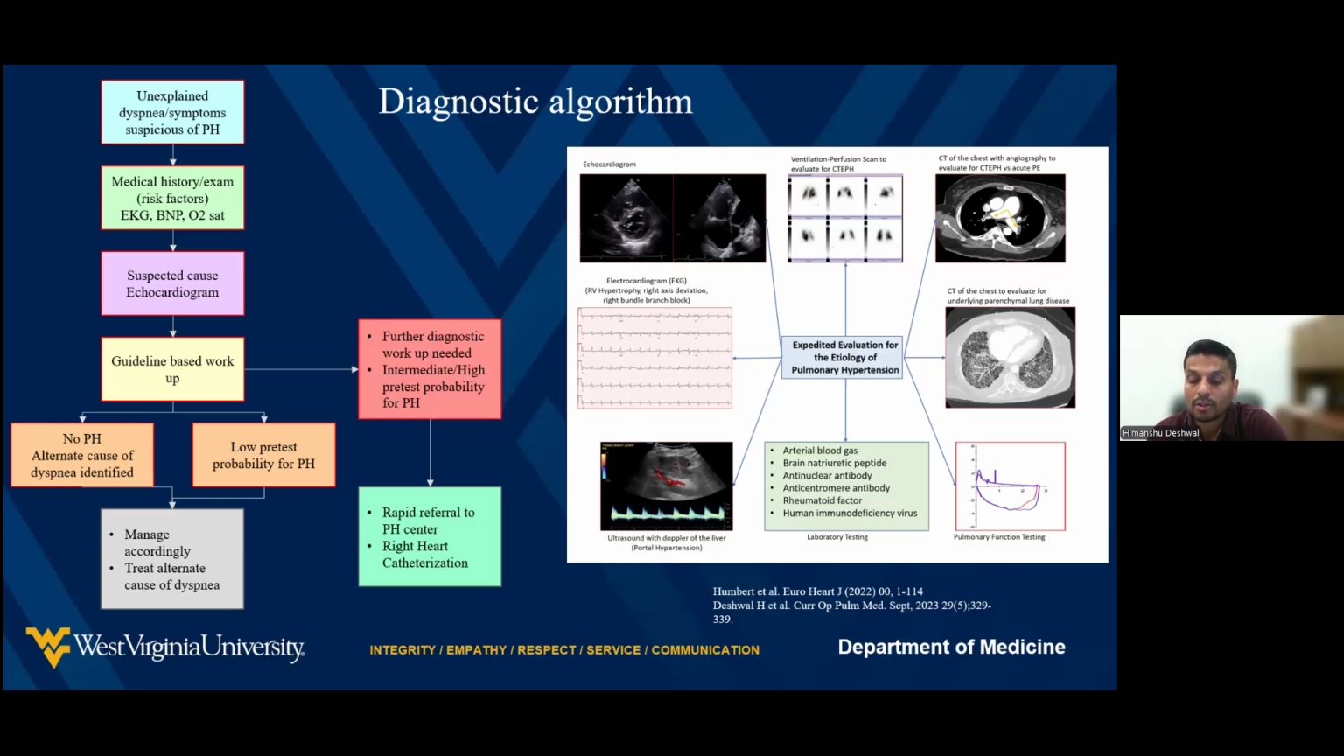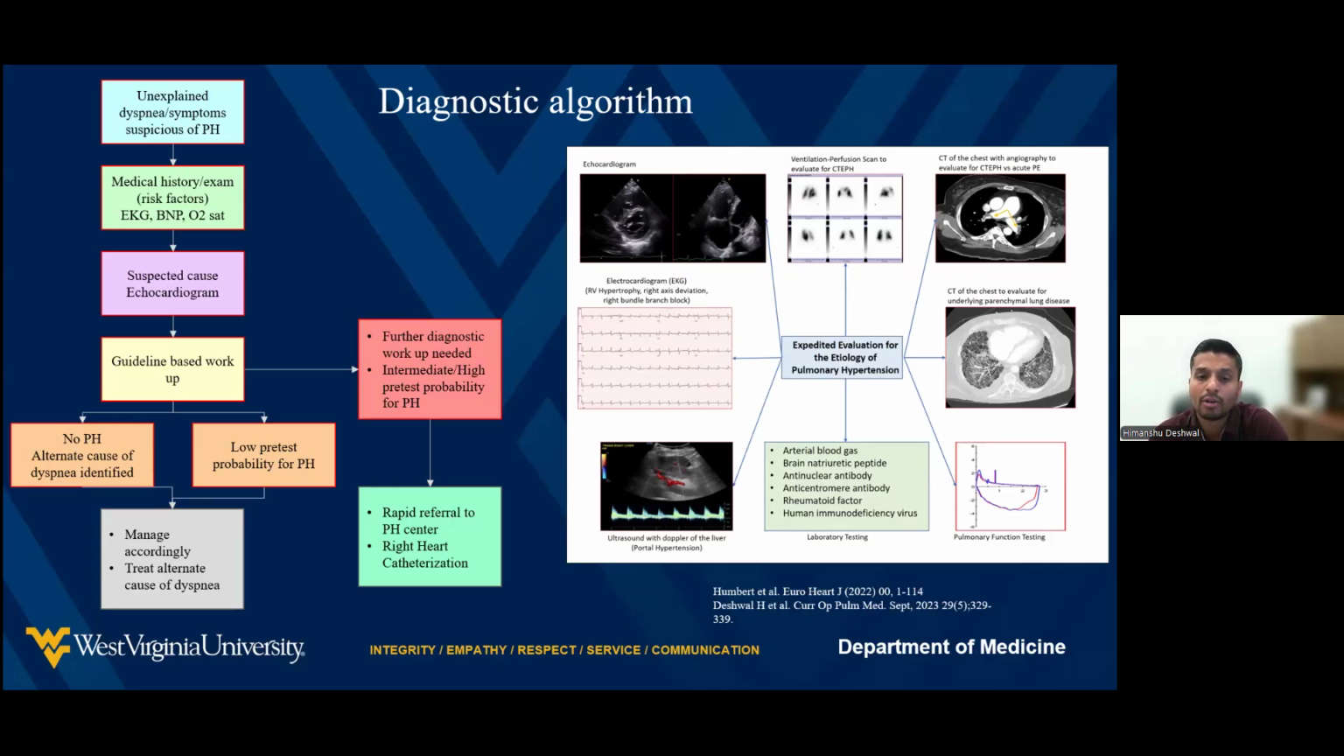So if they have severe restriction or obstruction, that means there is maybe chronic lung disease that's causing or contributing to pulmonary hypertension. And then there are certain serologic workups, like brain natriuretic peptide and autoimmune conditions. The most classic one is centromere antibody, which is related to limited cutaneous scleroderma, which is associated with pulmonary hypertension, rheumatoid arthritis, HIV.